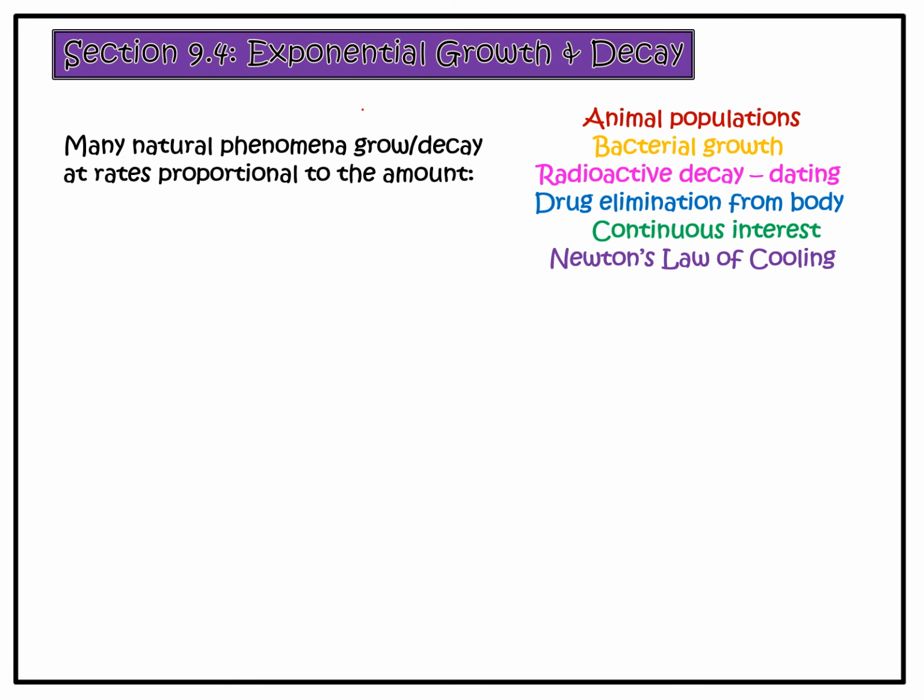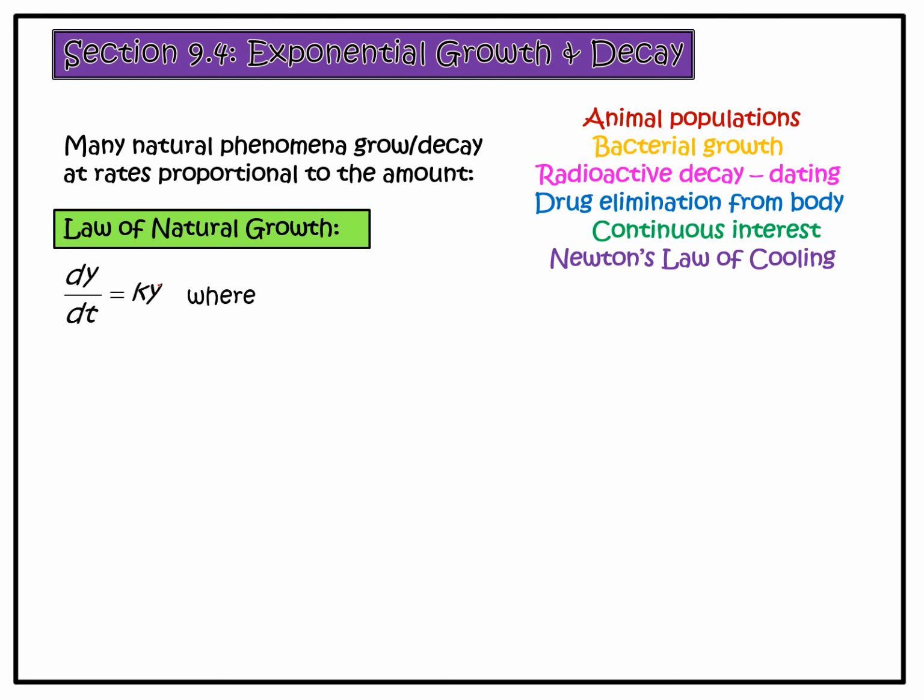The equation that governs exponential growth is what's called the law of natural growth. The law of natural growth says if you're considering a function y that changes with time, and dy/dt is a constant times y, so that's saying the rate of change is proportional to the amount that's there, where y is a function of time, then we have a differential equation that's separable. We can multiply both sides by dt and divide both sides by y.